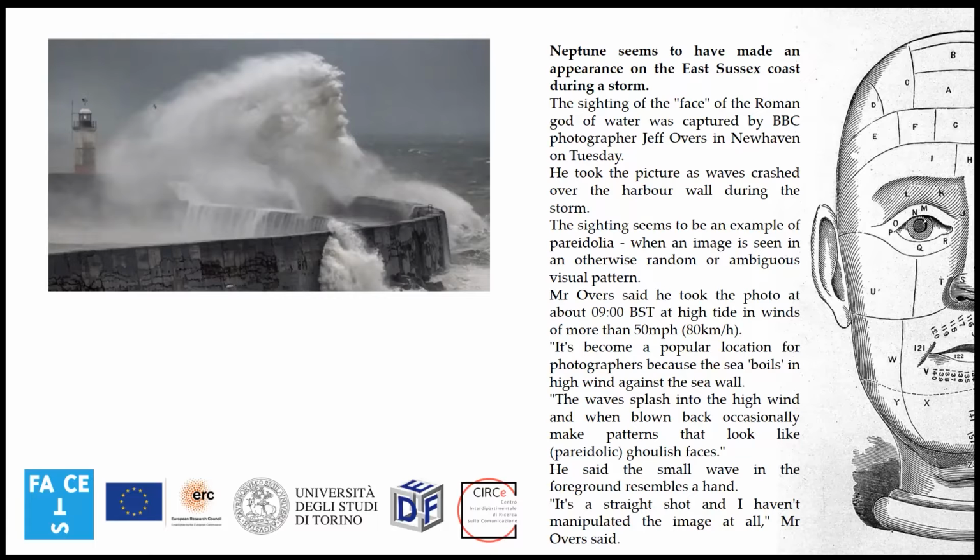The sighting seems to be an example of pareidolia, when an image is seen in an otherwise random or ambiguous visual pattern. Mr. Overs said he took the photo at about 9 BST at high tide in winds of more than 50 mph, 80 kilometers per hour. It's become a popular location for photographers because the sea boils in high wind against the sea wall. The waves splash into the high wind and when blown back occasionally make caverns that look like pareidolic Gaulish faces.